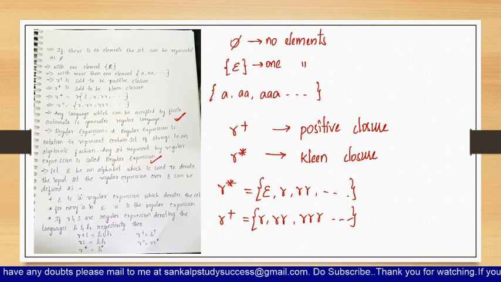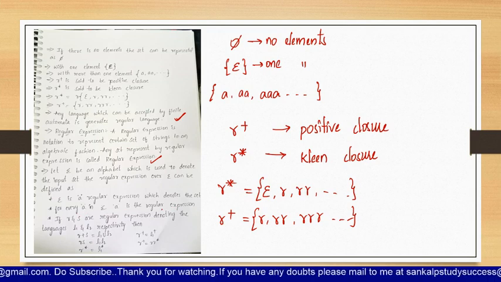So now let sigma be an alphabet which is used to denote the input set. Generally we denote the input alphabet using sigma, right? The regular expression over sigma can be defined as follows: epsilon is a regular expression which denotes the set containing the empty string. Then for every a in sigma, a is a regular expression. That means a is the regular expression for itself, right?